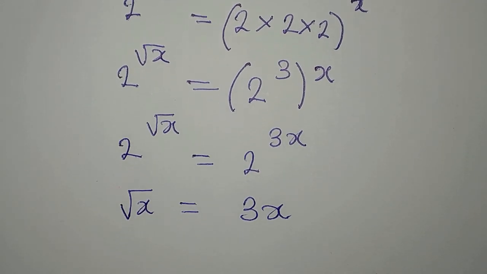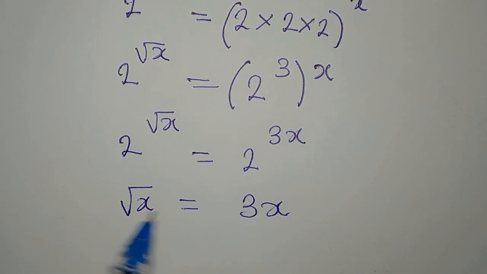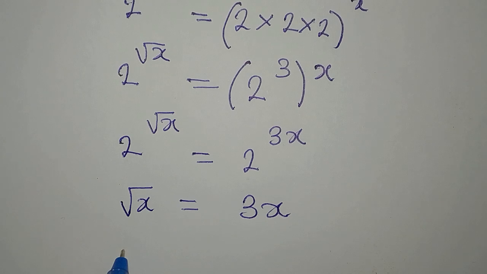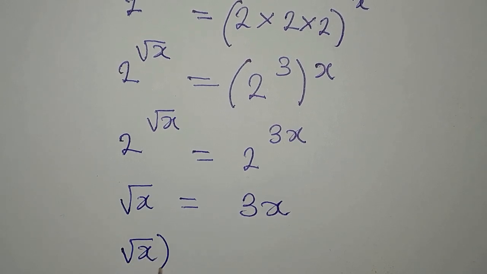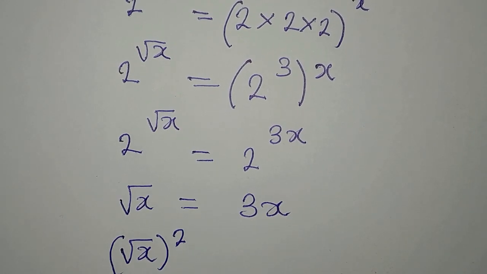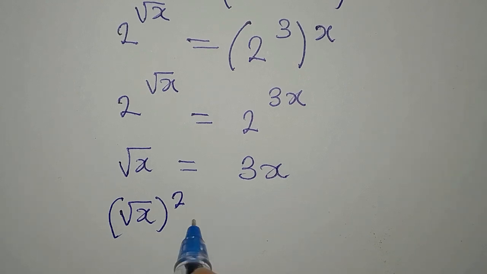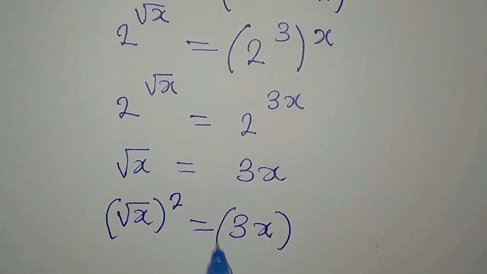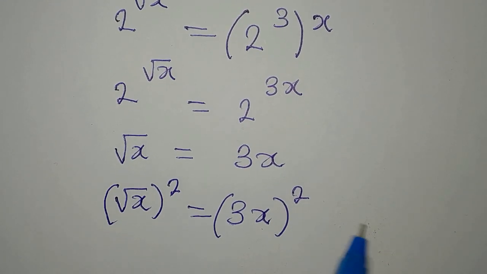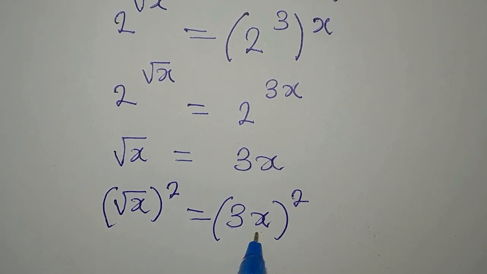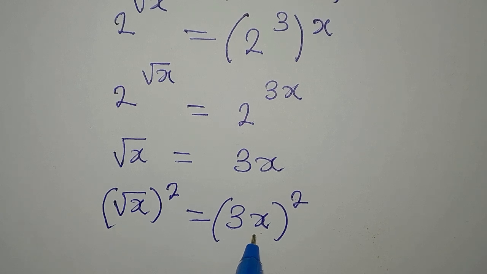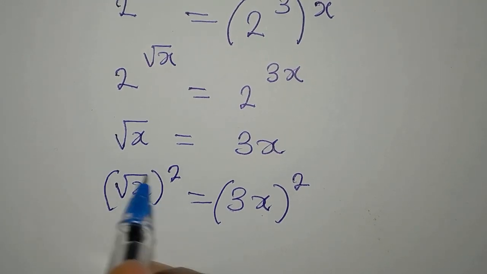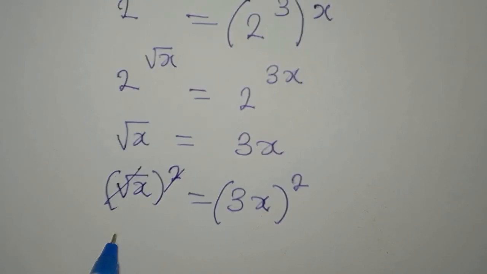Now what should we do in this case? We can now square both sides. Square root of x to the power of 2. We are squaring both sides because of the square. So we have 3x. You must put this in brackets and square it, because if you do not, it means that the square will be for the x alone, right? Now this is going to go with this.